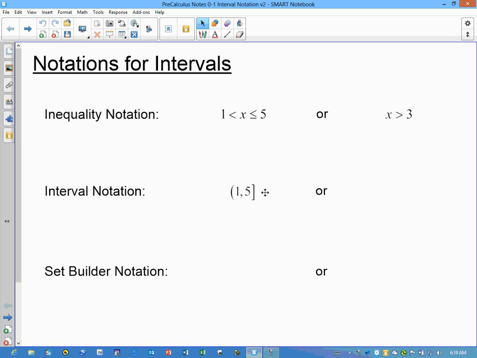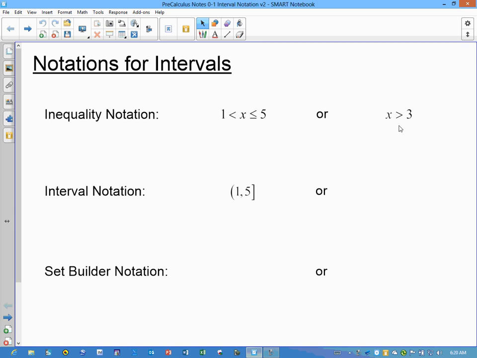Now for the symbols on the ends, it depends on whether it's or equal to or not or equal to. If you do not include the endpoint, then you're going to use a parenthesis. If you do include the endpoint, you're going to use a bracket. So the parenthesis does not include the endpoint. That would also be called open at that point. And the other bound, which is 5, has the bracket, which includes the endpoint. So that would be considered closed. So this is a left open and a right closed interval.